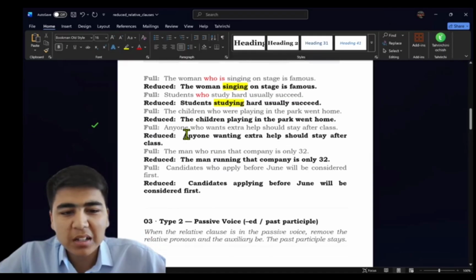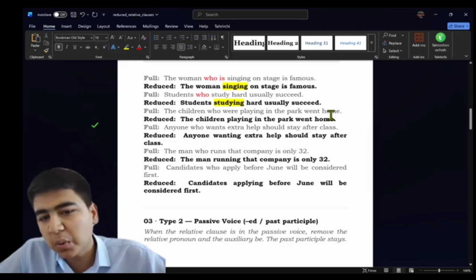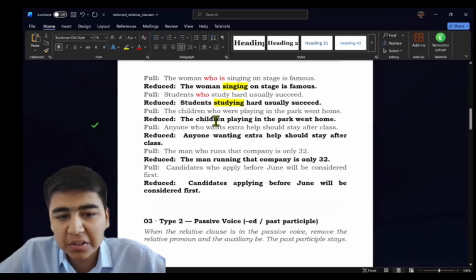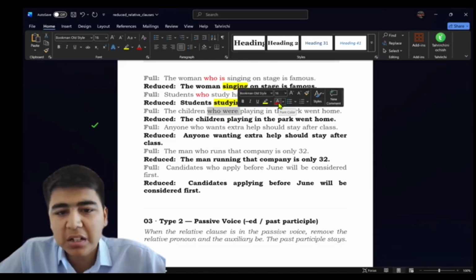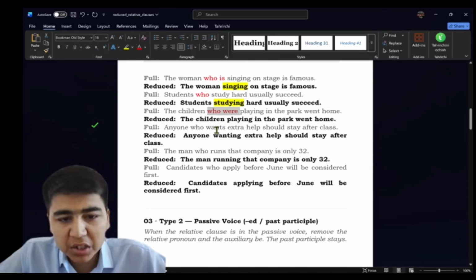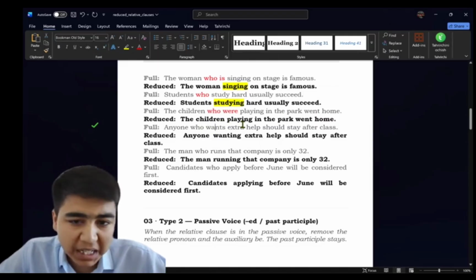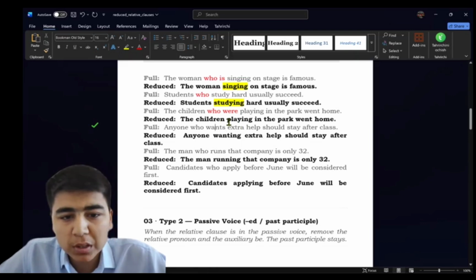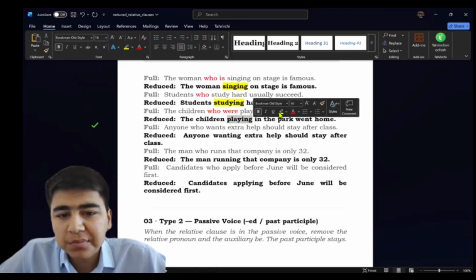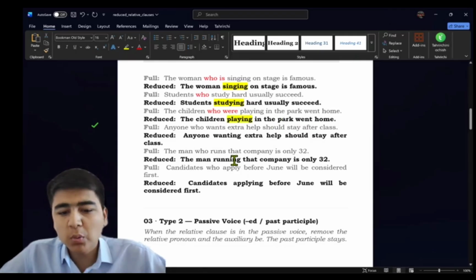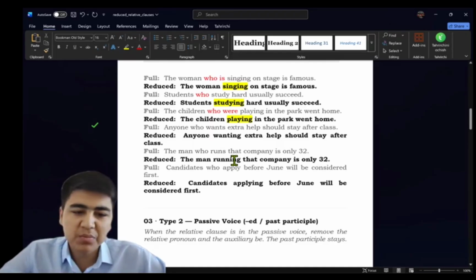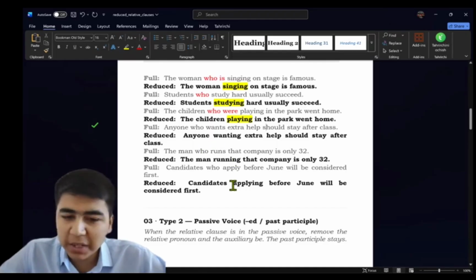So next example, the children who were playing in the park went home. We have to delete the verb to be and the relative pronoun, both of which, right? So here we go. Instead of saying the children who were, we say the children playing in the park went home. Which children? Of course, playing in the park. So we don't spend lots of time just looking at these examples. Let's make it short, guys.